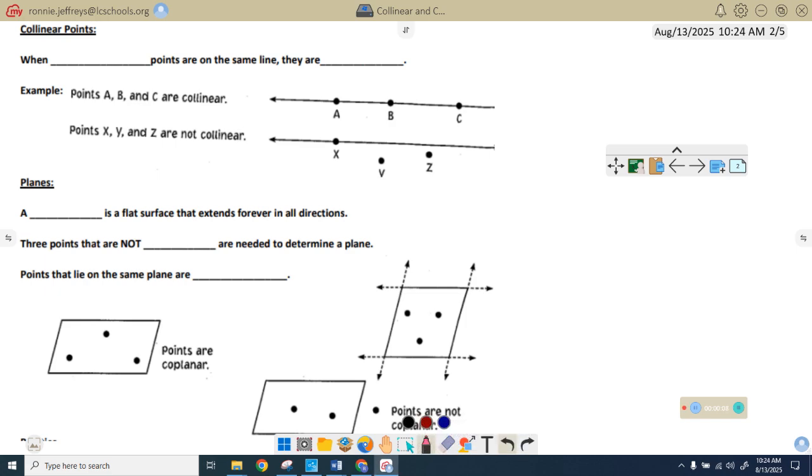We're moving on with our next lesson. We're talking about points and lines and planes and all those kinds of things. So, with our first thing here, when three or more.